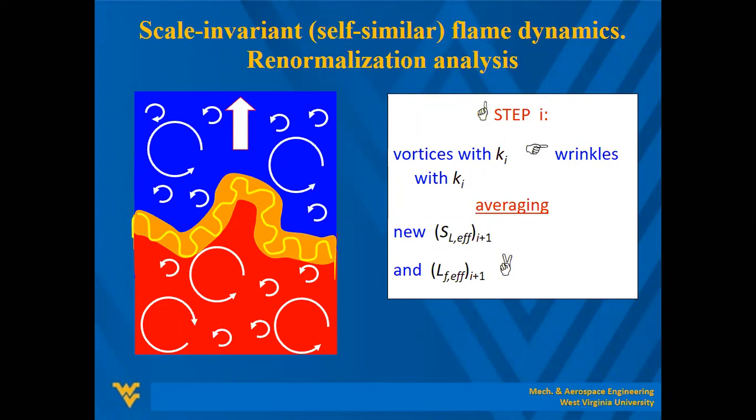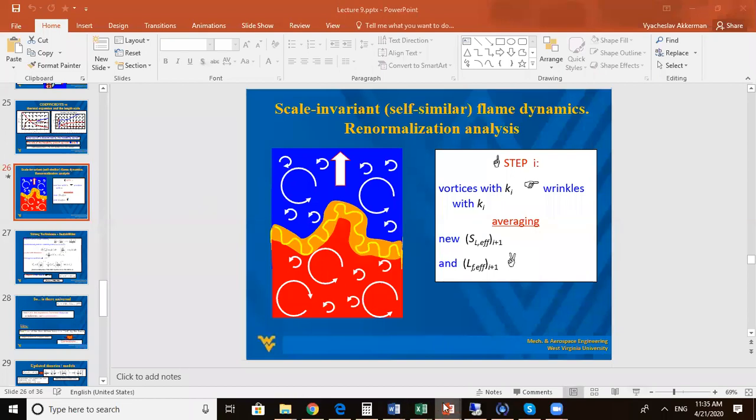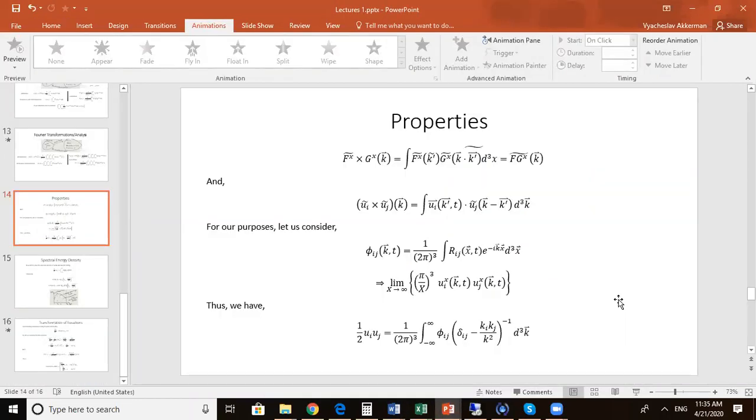Does it make sense? So here I grade my vortices by their wave number. It means that I transform them into Fourier space and count over them in Fourier space. Let's go back to my slide here. So that's what we have here. Do you agree?